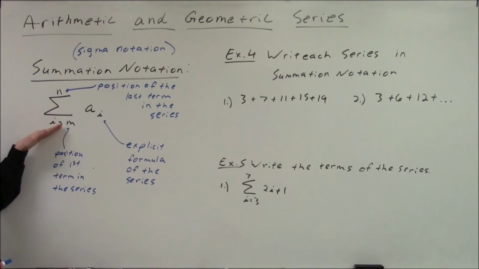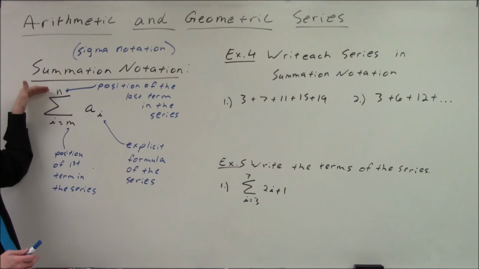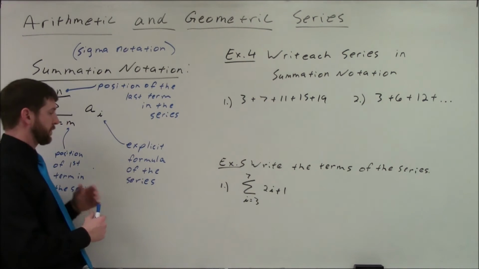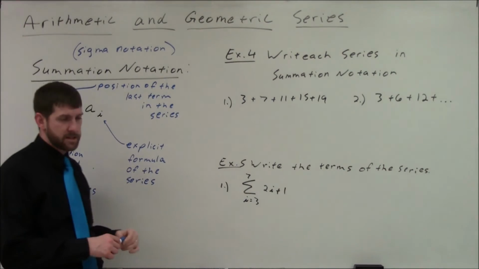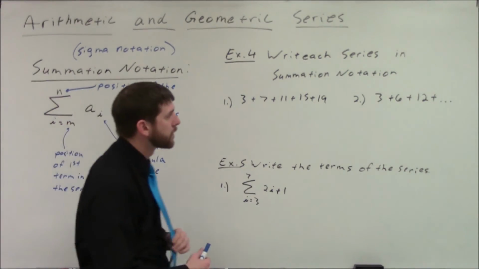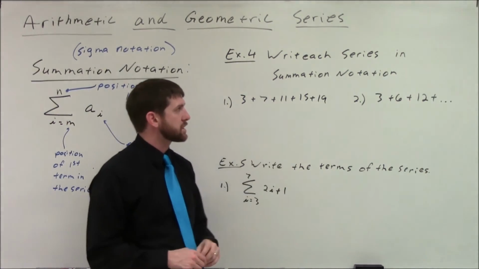So this is just the first number in the sequence, and then this is the last number that I'm wanting to add up. Or sorry, first number in the series, meaning where I start adding. That's the last number in the series. It doesn't necessarily have to be the first number in the sequence. So let's write each of these in summation notation.